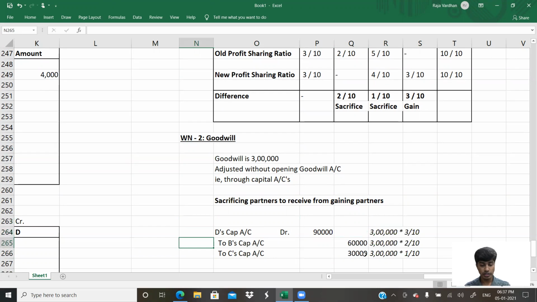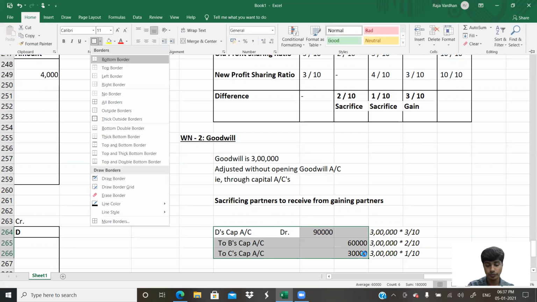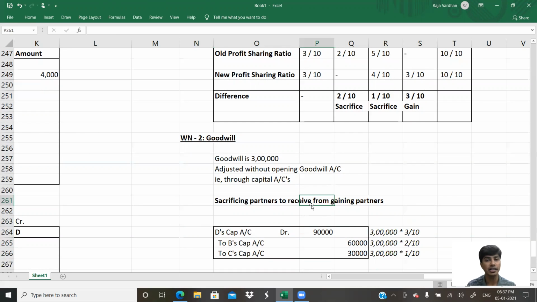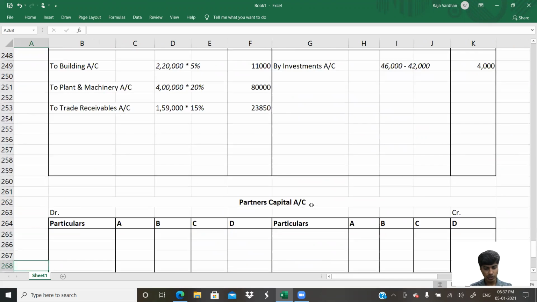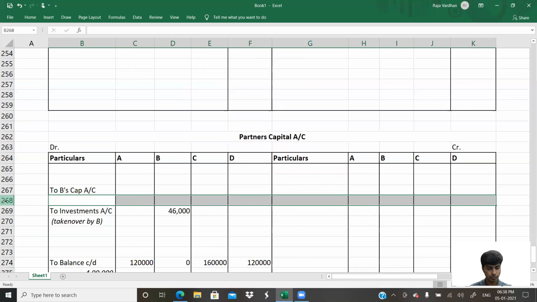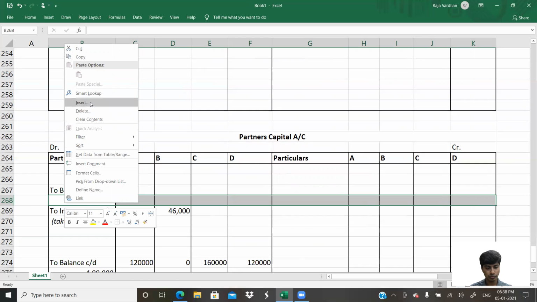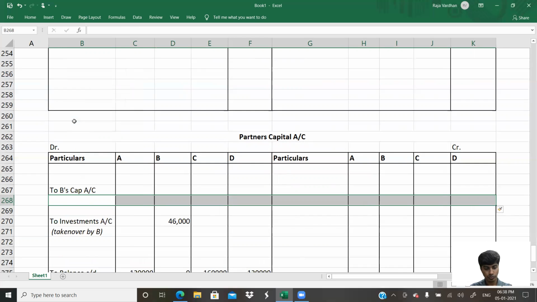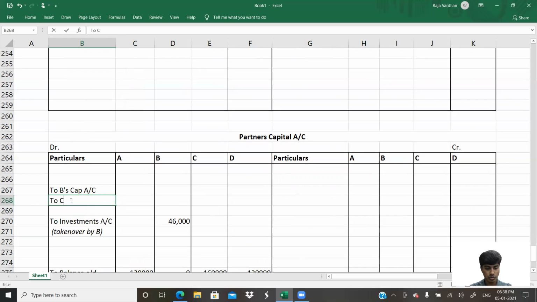You guys get this? So the journal entry for adjustment of goodwill is this. Remember this logic. What is the logic? Sacrificing partners will receive, gaining partners will contribute. So D's capital account is debited. Am I right? So in D's capital account, I'll write on the debit side. Who are we crediting it with? We're crediting B's capital account and C's capital account. What are the amounts to be debited to D? 60,000, 30,000.